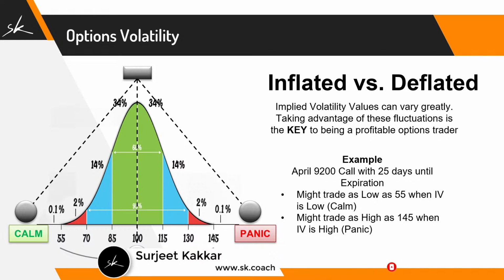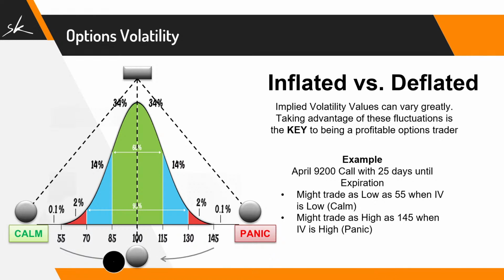The same number of days to expiry, the same strike price, but depending upon how the crowd psychology is, it can be priced very cheap, or it can be priced very expensive. So now the question comes: how do we understand whether it is cheap or whether it is expensive?